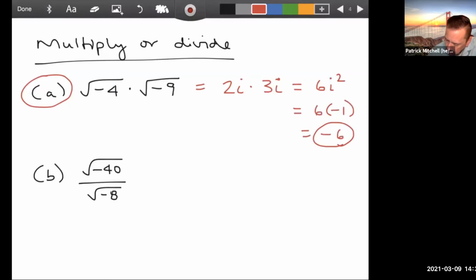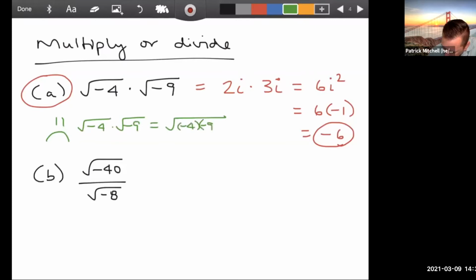Unfortunately, what doesn't work, and let me make this very clear that this is the wrong way, so don't do it this way. Square root of -4 times the square root of -9. You might think that you could use the product rule on that. And that would actually give you a different answer, wouldn't it? -4 times -9 is +36. The square root of 36 is 6, which is not the same answer we got doing it this other way.